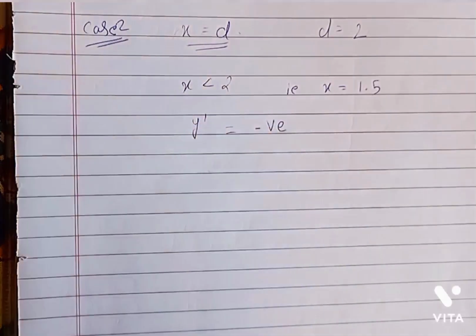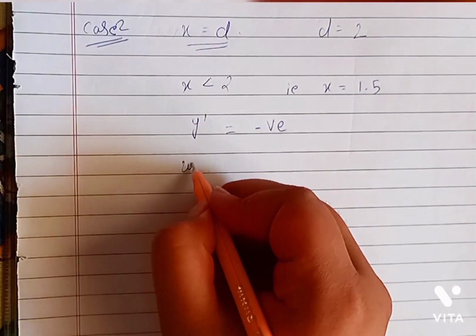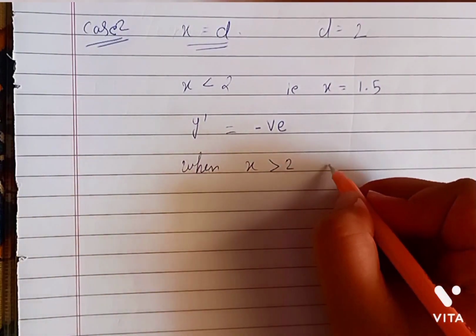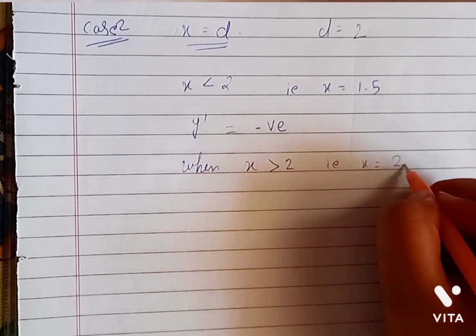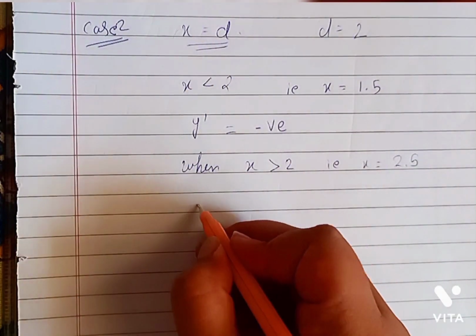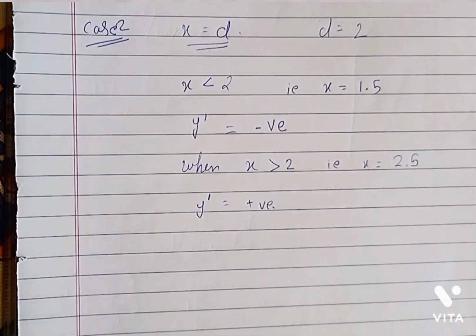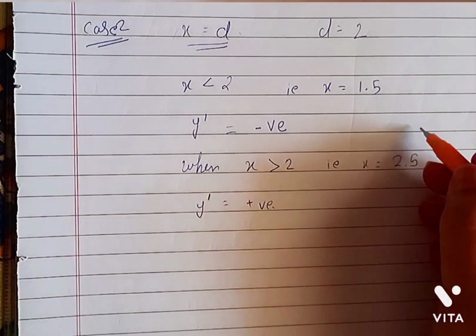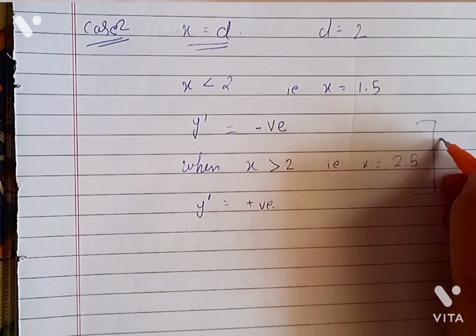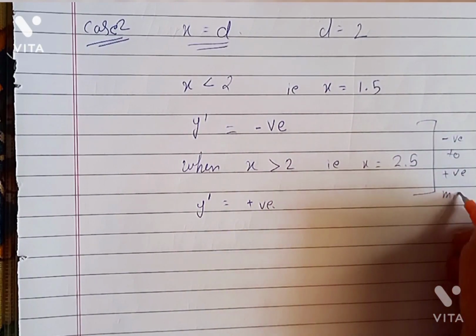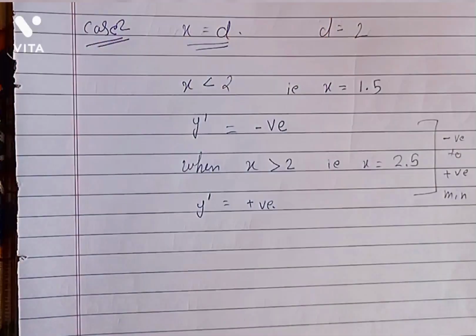And then when I took X slightly greater than 2, I took X as 2.5. So now what happened? I got y dash as positive. On putting this value, I got y dash as positive. So from here you could see the change, that is from negative to positive. That means it's minima. This D is a minimum point.